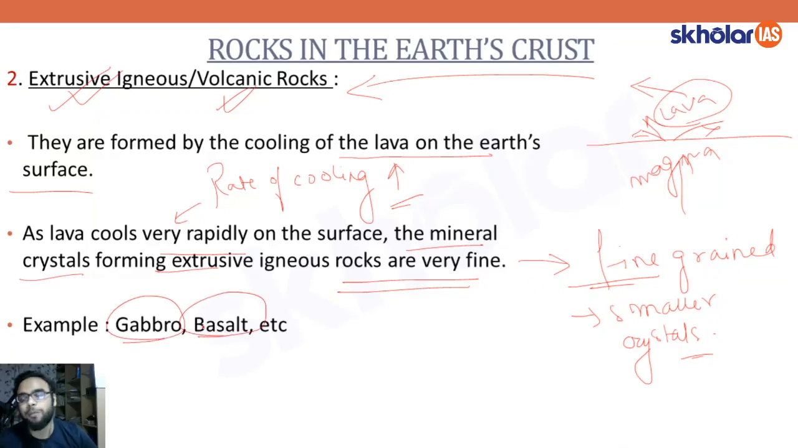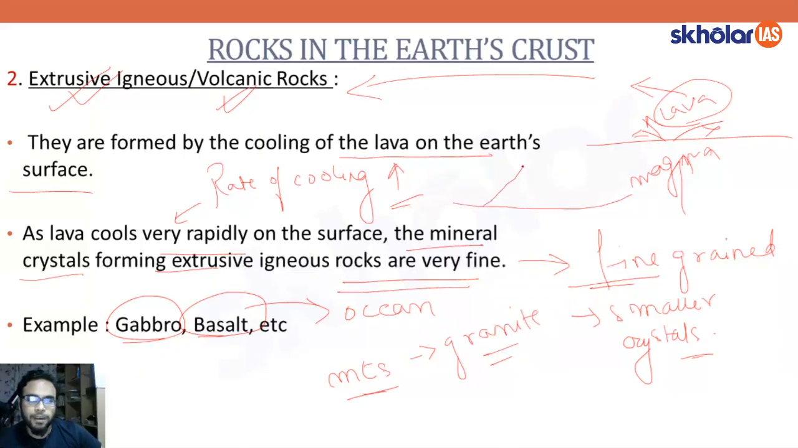What are the examples? Basalt and also gabbro. The ocean floor is made up of basalt, and mountains, as we talked about in the plate tectonics theory, are made up of granite. That's why if you look at the structure like this, the mountains are of this structure. If you look below, the core of the mountain found here is made up of granite.